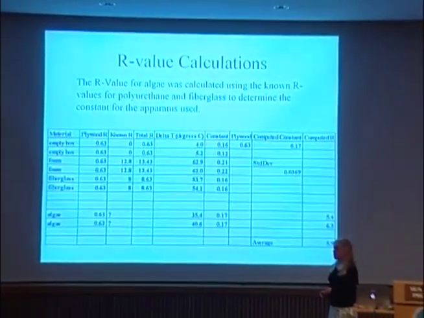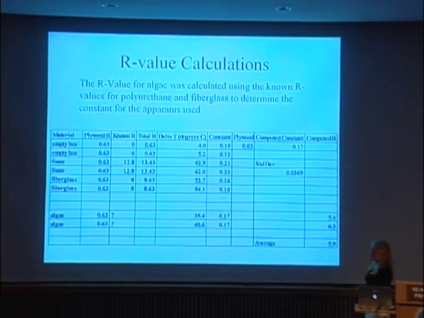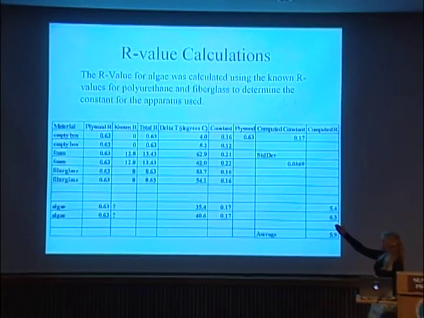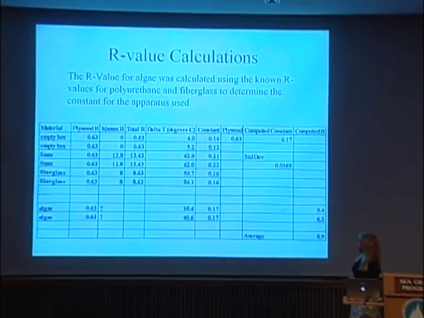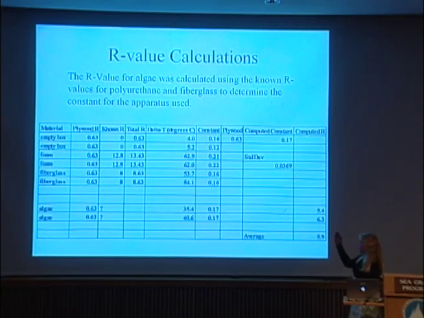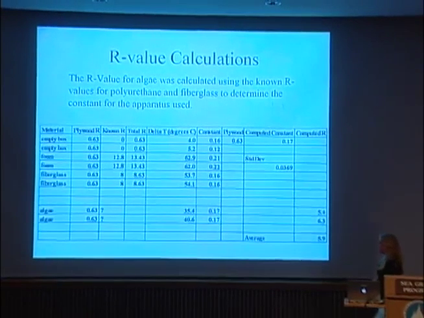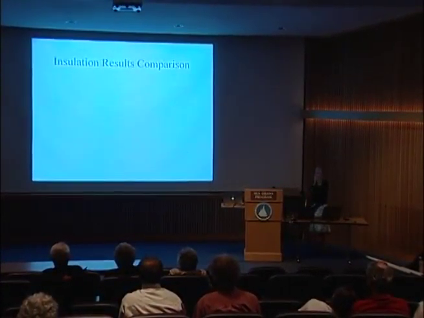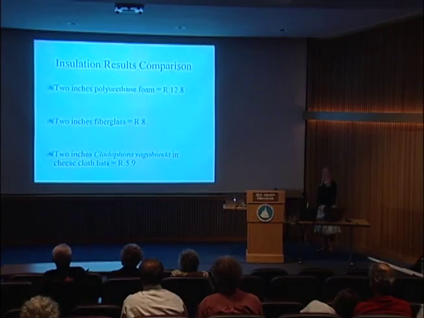And so to calculate R value, I already explained this a little bit, but you can see over here, the empty box is also part of a system. So the plywood has an R value, and the total R value is the R value of the substance plus the plywood, so you have to subtract the plywood value. You can see up at the top the three known substances, their known R values, and knowing their delta T values, a calculation of the constant. And then the average of those constants is what's used to produce the R value for the algae.